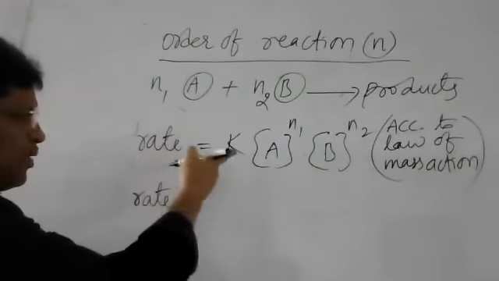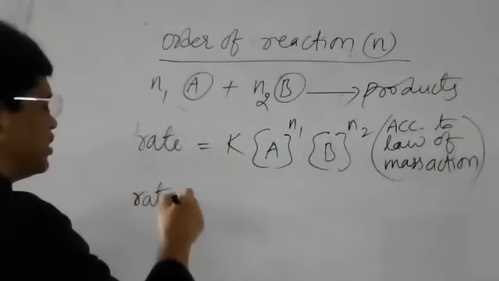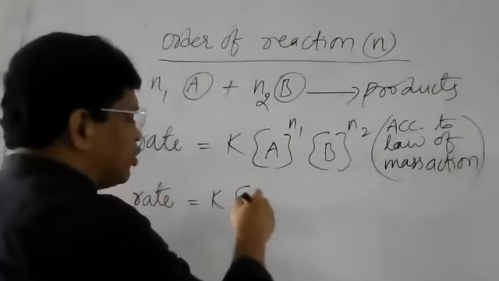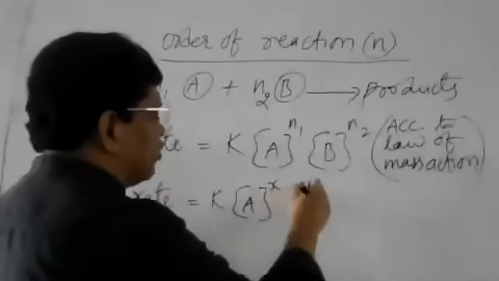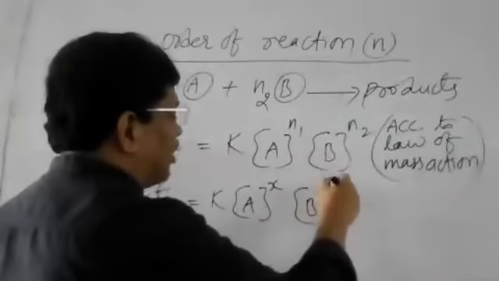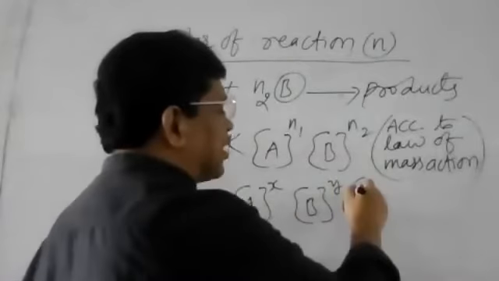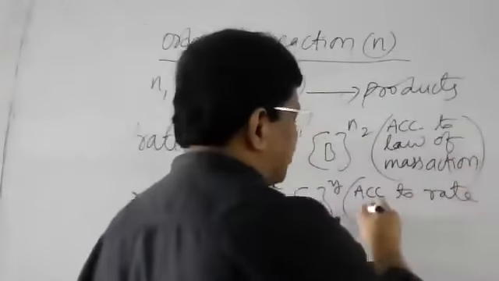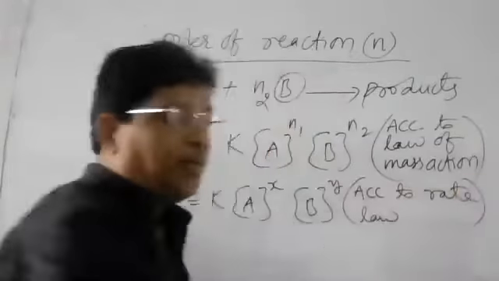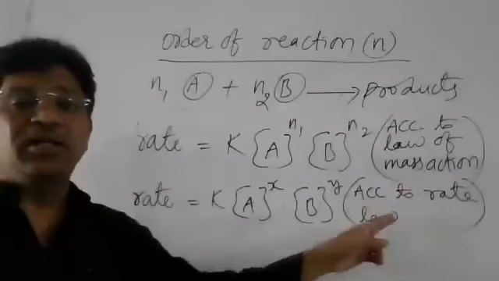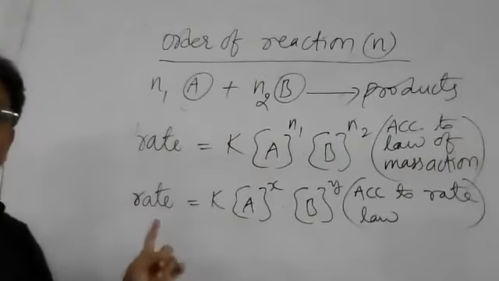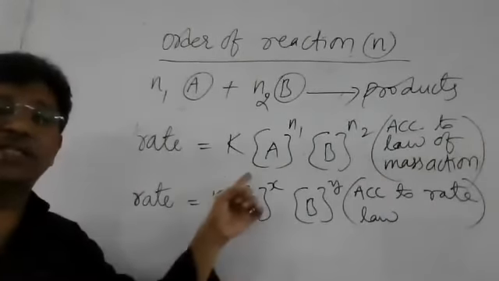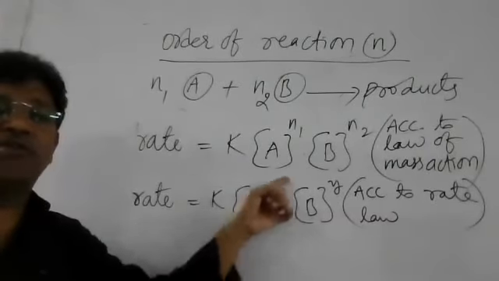Now the rate can be written like this. Rate is equal to rate constant K into A to the power of X into B to the power of Y. This is according to the rate law expression. According to the rate law, the expression should be written as: rate is equal to rate constant K into concentration of A to the power of X into concentration of B to the power of Y.